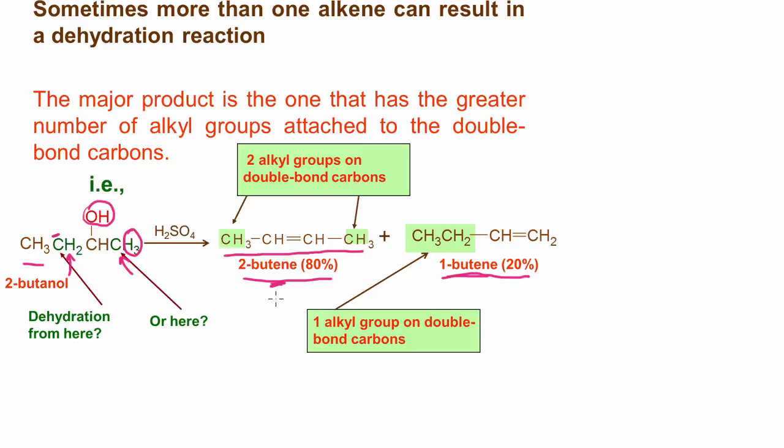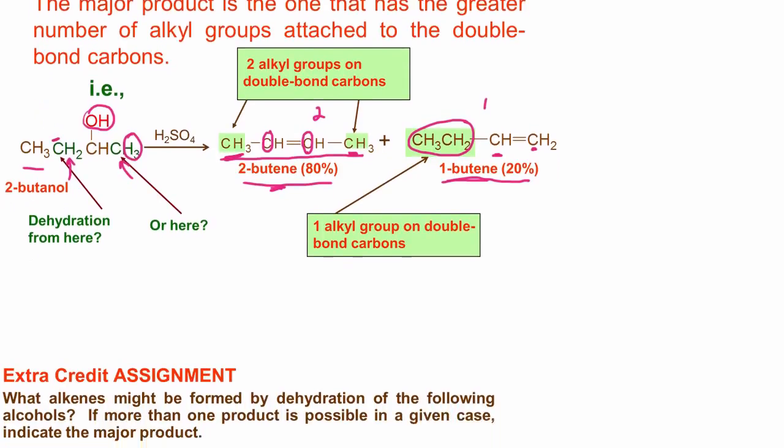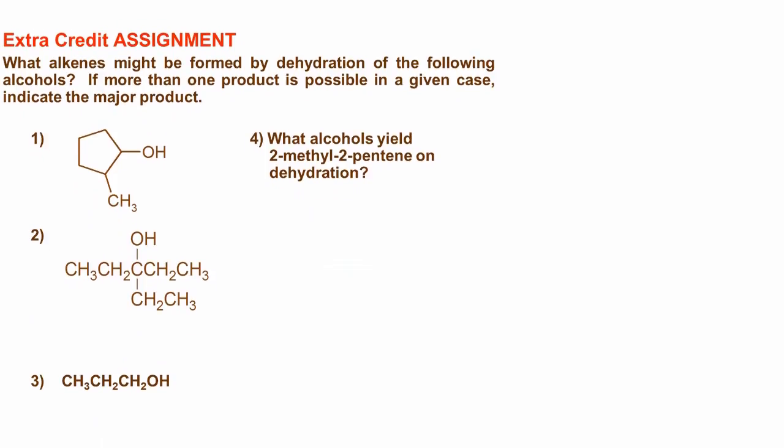Why? Because the major product in the dehydration reaction is going to be the one that has the greater number of alkyl groups attached to the double bonded carbons. So we look here, this double bonded carbon has one alkyl group. This double bonded carbon has one alkyl group for a total of 2 alkyl groups. Over here, this double bonded carbon has one alkyl group, and here this one has 0. So that's a total of 1 alkyl group. So the one that has the greater number of alkyl groups bonded to the double bonded carbon will be the major product. I want you to practice these types of reactions, these dehydration reactions.